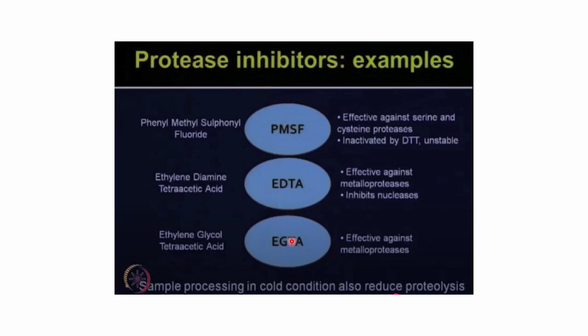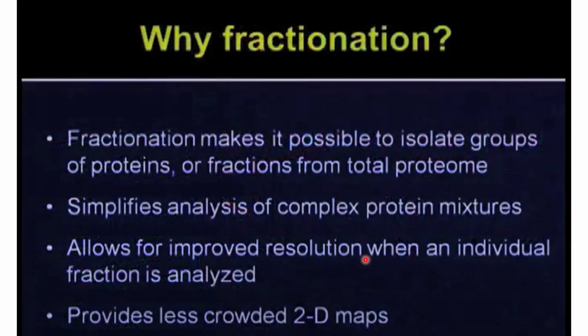So these are certain examples of protease inhibitors, like phenylmethylsulfonyl fluoride. It is effective against serine and cysteine proteases. It also inactivates DTT. EDTA is one which can inhibit metalloproteases. Similarly, EGTA also inhibits metalloproteases. So you need to add all of those in your buffer so that the protein is not getting degraded.